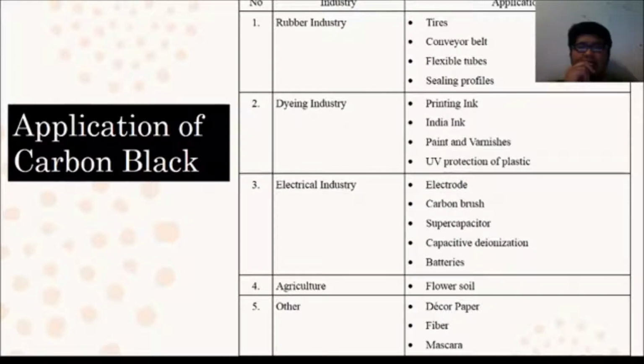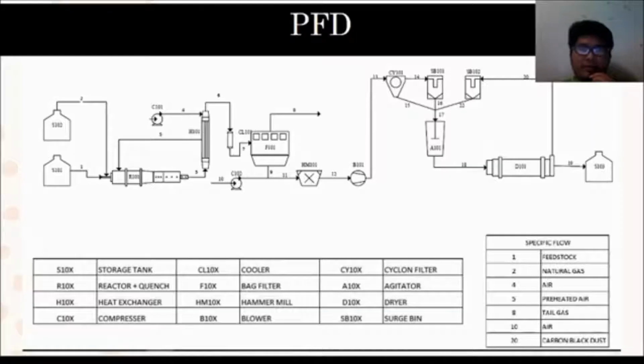Third industry is the electrical industry, where they use carbon black as an electrode, carbon brush, capacitor, capacitive deionization, and batteries. For the agriculture industry, they use the carbon black as a flower soil. And lastly, for many more industry, they are using the carbon black as decor paper, fiber, and mascara.